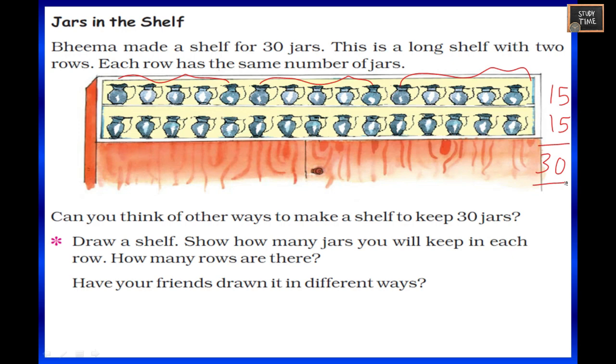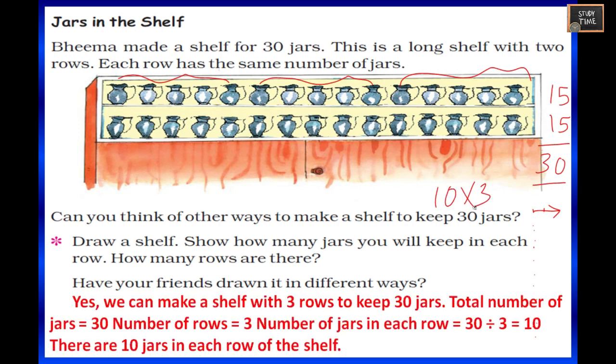Can you think of other ways to make a shelf to keep 30 jars? So how can this be kept? She can also make 3 rows. So each row she can have 3. She can arrange like this. 10 rows she can arrange, each containing 3. So 10 into 3 she can arrange.